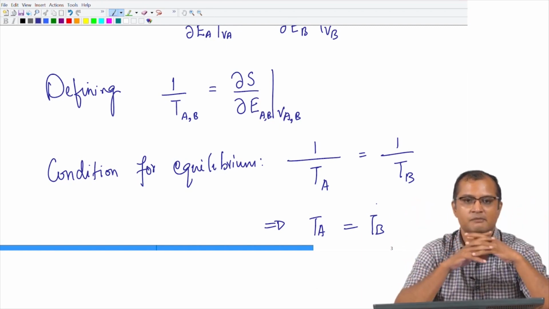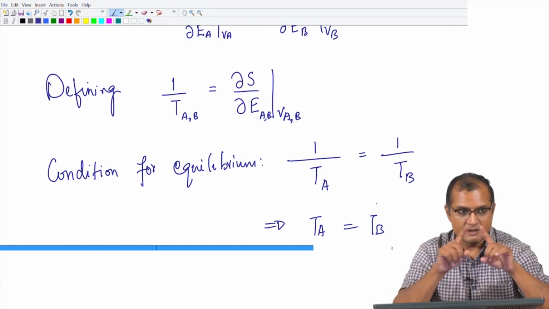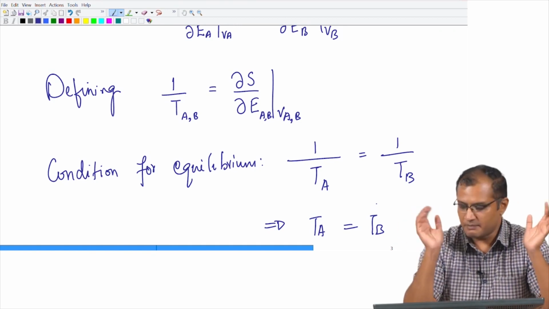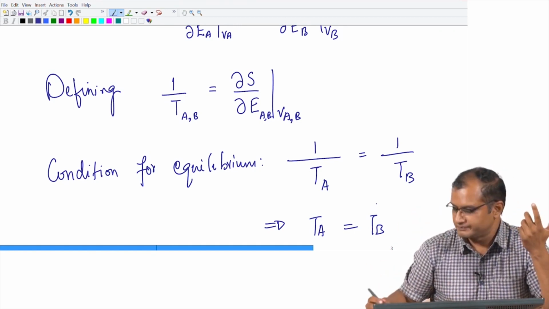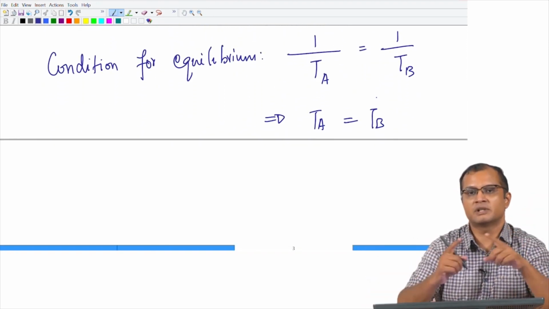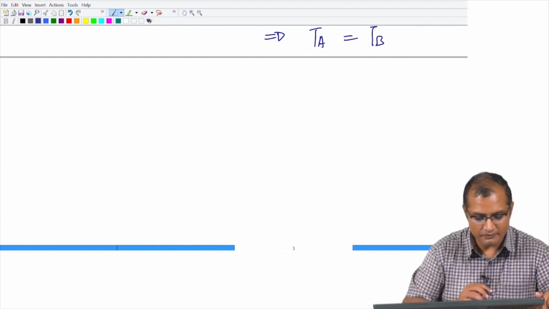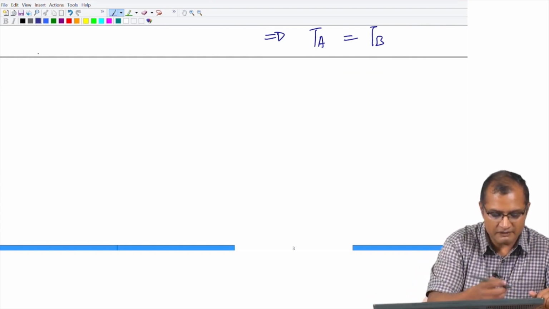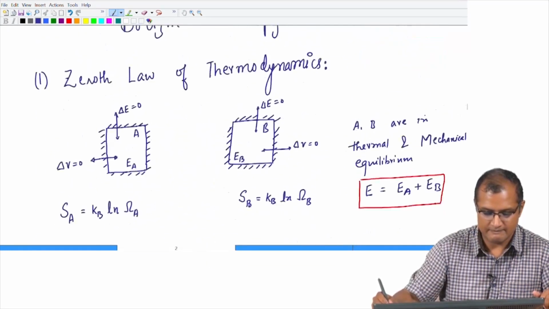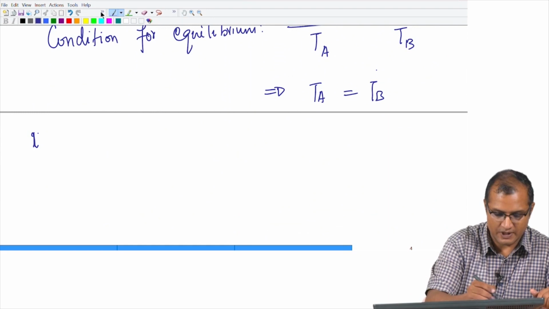If the two temperatures are not the same, you will wait longer, because when the temperatures are not the same, any energy change that has happened between the two is not reversible. It is irreversible, and this irreversible exchange of energy will continue to happen until the two temperatures are the same. That is the condition for equilibrium. We can proceed from here and derive the first law as well.